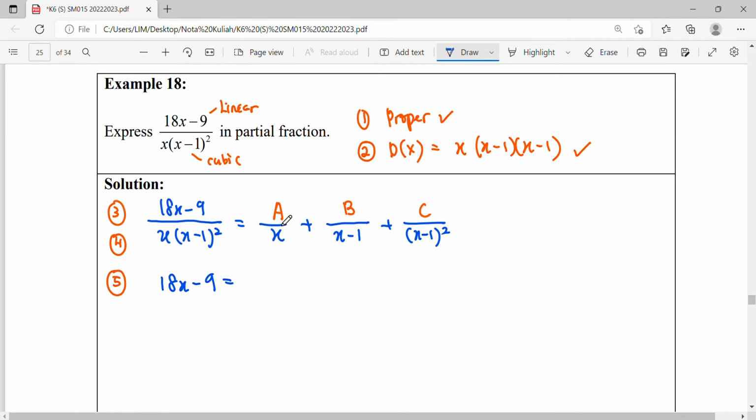We can compare here. This is our complete proper fraction. This is the partial fractions that come from this fraction. So you can see with A it has x. So for A we will times with (x minus 1) square. For B it has x minus 1. So it will times with x and another x minus 1, because it only has one factor of x minus 1. Then for C, it will times with x because it already has (x minus 1) square.